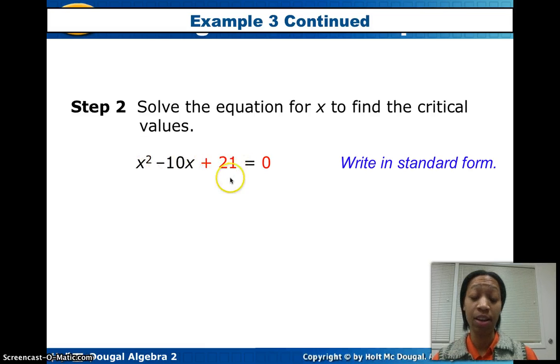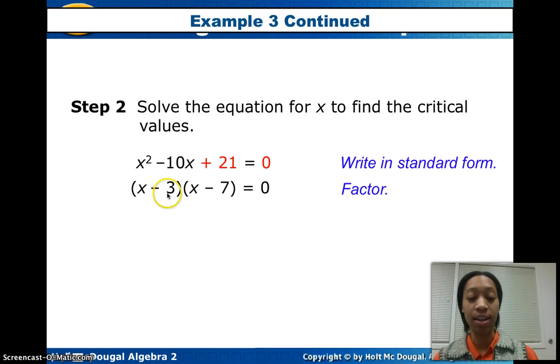I'm going to factor this by saying what times what equals 21. What multiplies to 21 that will add to negative 10. So that's negative 3 times negative 7 would make positive 21, and negative 3 plus negative 7 would make negative 10.